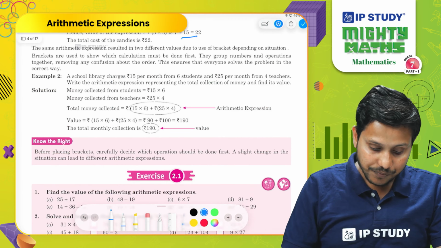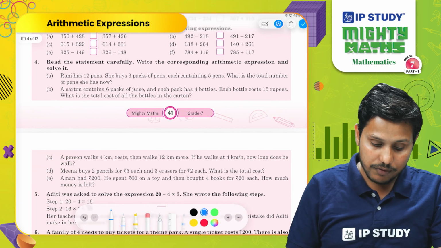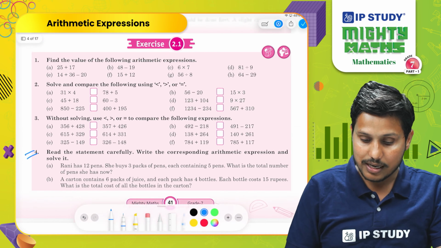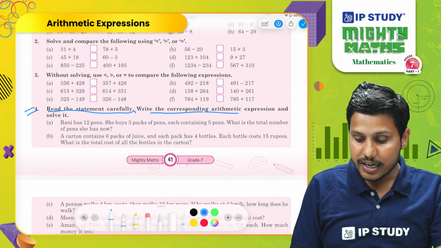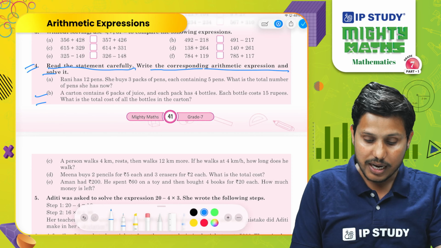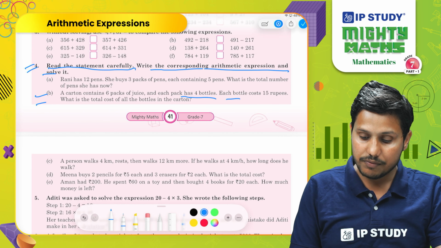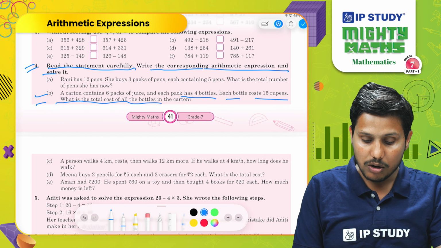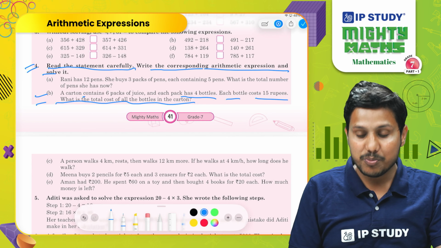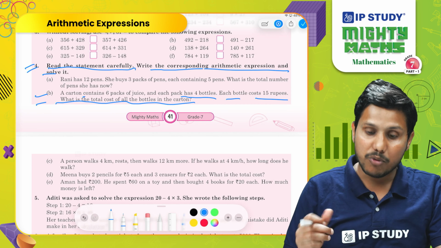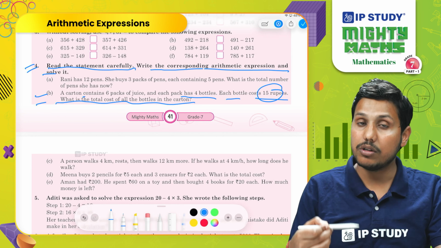Okay. Now, moving forward, let's solve one question given in exercise 2.1. Read the statement carefully, write the corresponding arithmetic expression and solve it. So, we'll see how to convert the statement given to us into an expression and how to solve it. So let's suppose B. A carton contains 6 packs of juice and each pack has 4 bottles. Each bottle costs 15 rupees. What is the total cost of all bottles in a carton? So a carton contains 6 packs of juice and each pack has 4 bottles. So we need to find out the total number of bottles first, because we have been given the cost of one bottle.